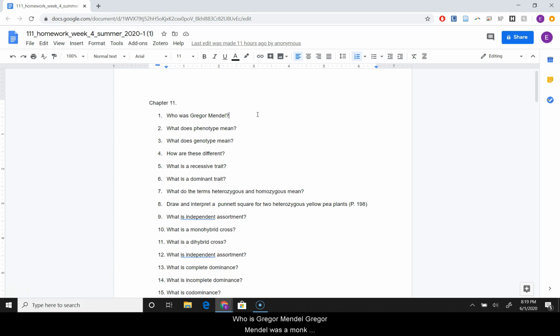So number one, who was Gregor Mendel? Gregor Mendel was a monk who discovered Mendelian genetics, which is named after him. He was Austrian, I believe, and he worked right around the same time that Darwin was publishing On the Origin of Species. But he came up with Mendelian genetics, which is very applicable even to this day. He didn't know anything about genetics or DNA. All he knew is that these plants that he was breeding had these characteristics.